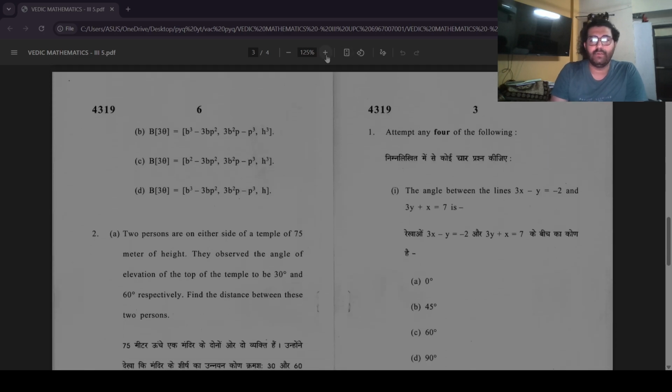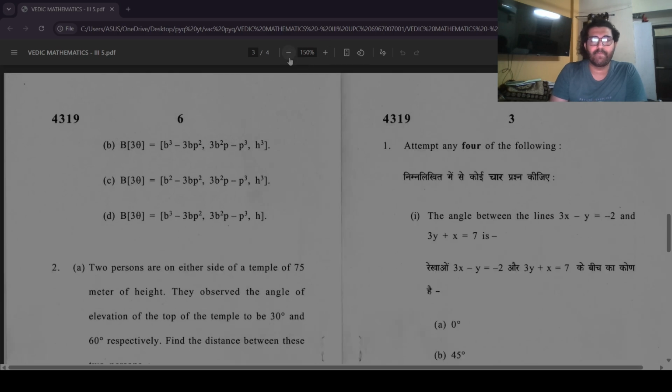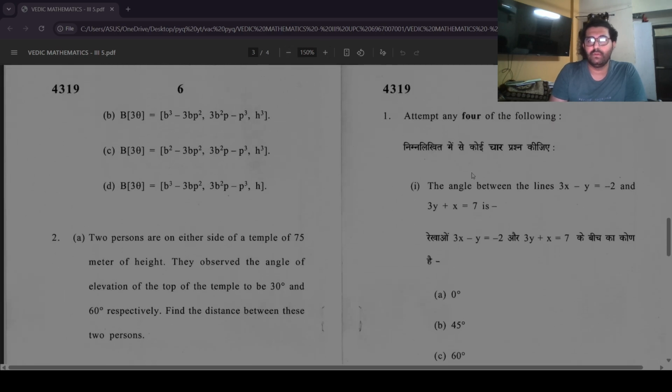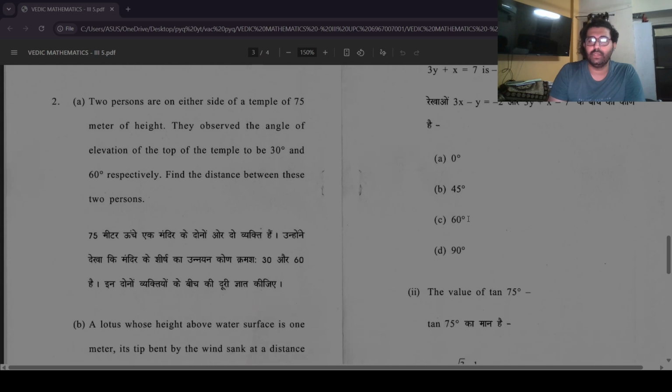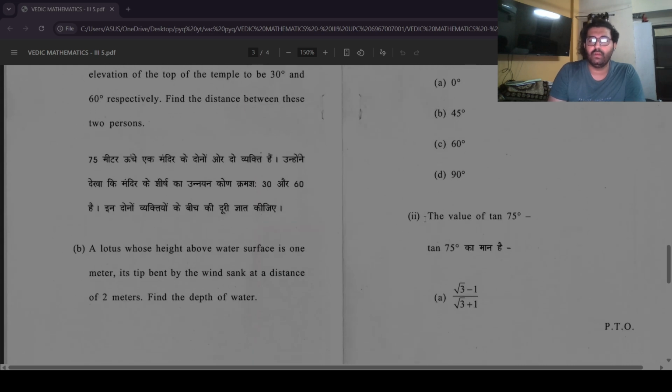Here's question number 1. The angle between the lines 3y minus x equals to minus 2 and 3y plus x equals to 7 is... the MCQ. Okay. Second, the value of tan 75 degree.